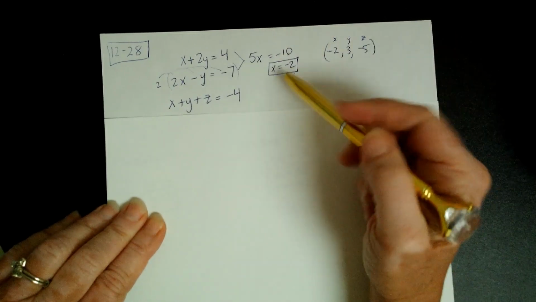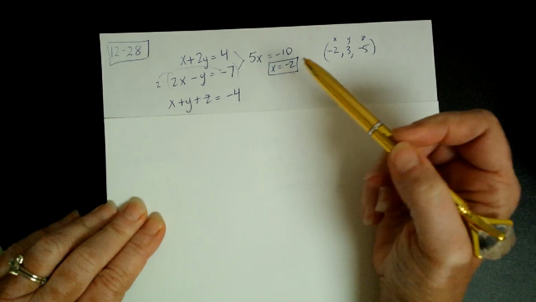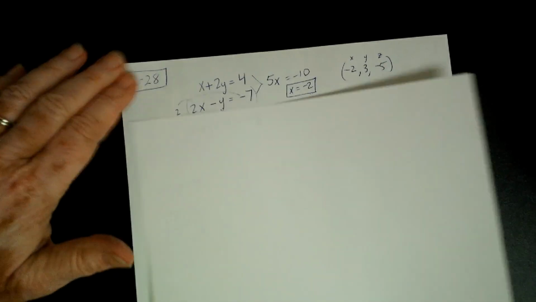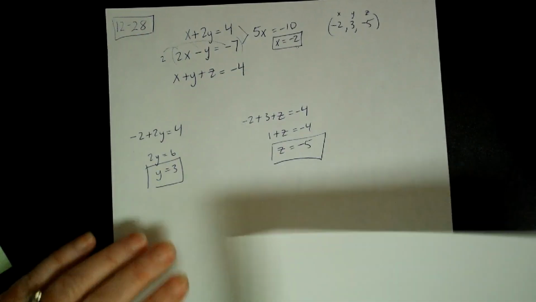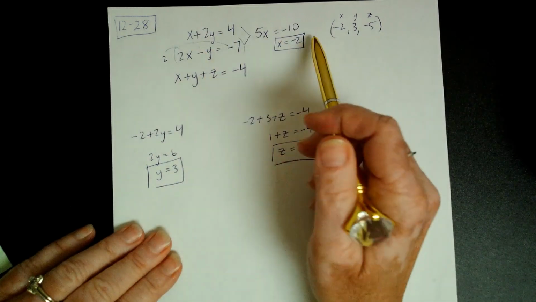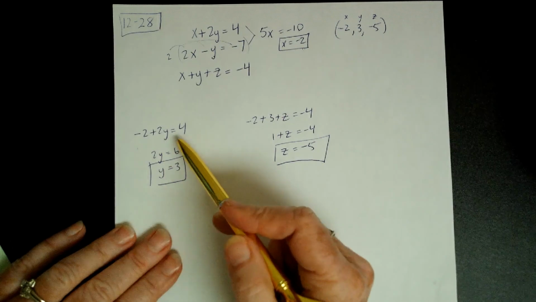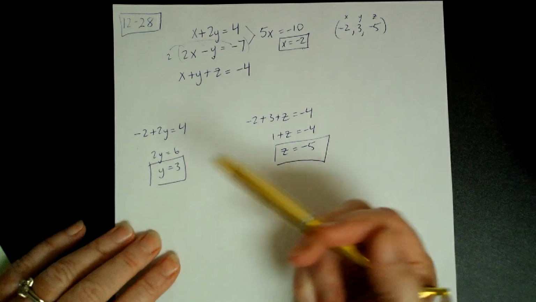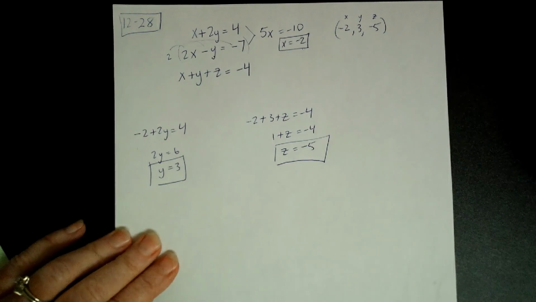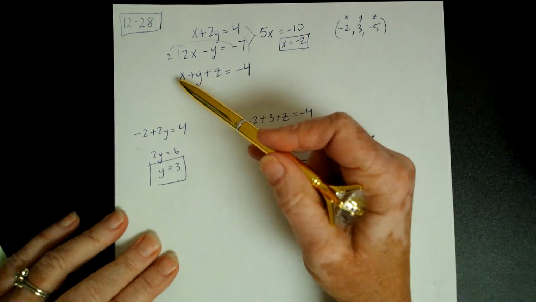So what I'm going to do is plug in my x into one of these equations to find out what y is. So let's see which one I used. I went ahead and plugged it into the top equation. I plugged negative 2 in for x, and I got negative 2 plus 2y equals 4, and then I add 2 to both sides, and I've got y equals 3. And then I had x and y, so I can just put it right here.